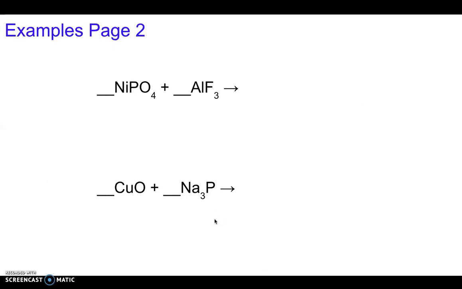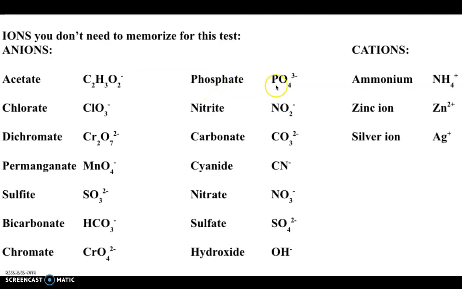Okay, so in our next reaction, we've got nickel phosphate reacting with aluminum fluoride. So again, our first step is to switch the nonmetals. So PO4, that's our first nonmetal, that's phosphate, is going to switch with fluorine. Right? Phosphate is PO4, so that's all going to stay together.